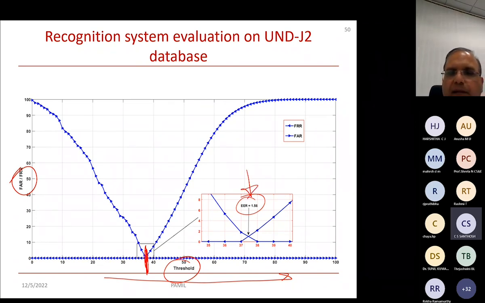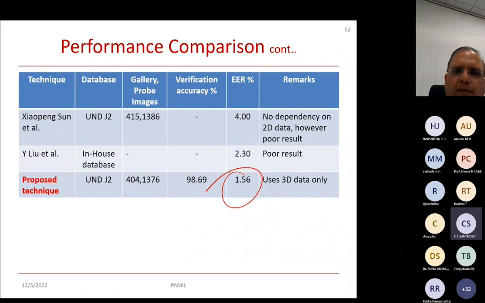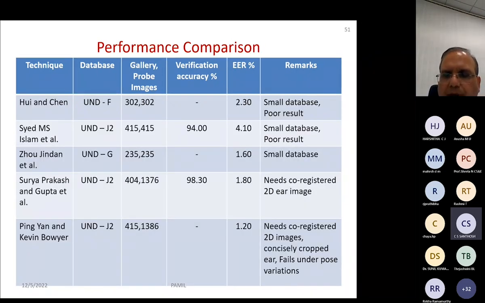So whenever we are comparing the performance of any biometric system, we compare with the help of EER. For this system, we are getting the EER as 1.56%. And this is the comparison with other existing techniques, and we see that compared to other techniques, this has quite good performance. There was one technique where the performance is a bit better than ours, but you see that they are not only working with the 3D images, they are also using the co-registered 2D images for performing the recognition.